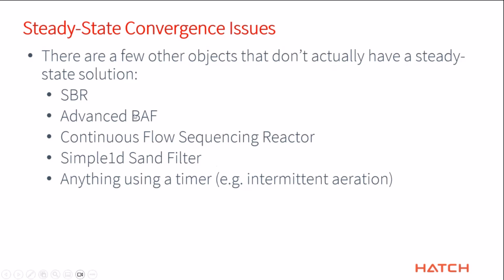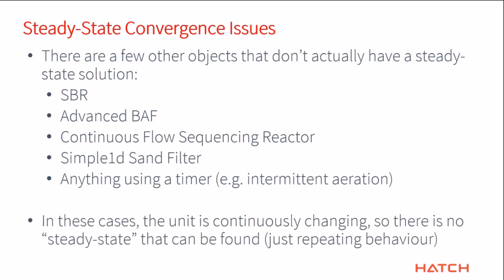Our bath unit with the backwashing, the continuous flow sequencing reactor where the air goes on and off, the sand filter with its backwashing, basically anything that you put together using our custom timer, like intermittent aeration, those things don't really have what we would call a steady state, so to speak. So you may find that the steady state solver gets a bit confused about what it's supposed to be doing at that point. And so you don't need to worry about running it from steady state.